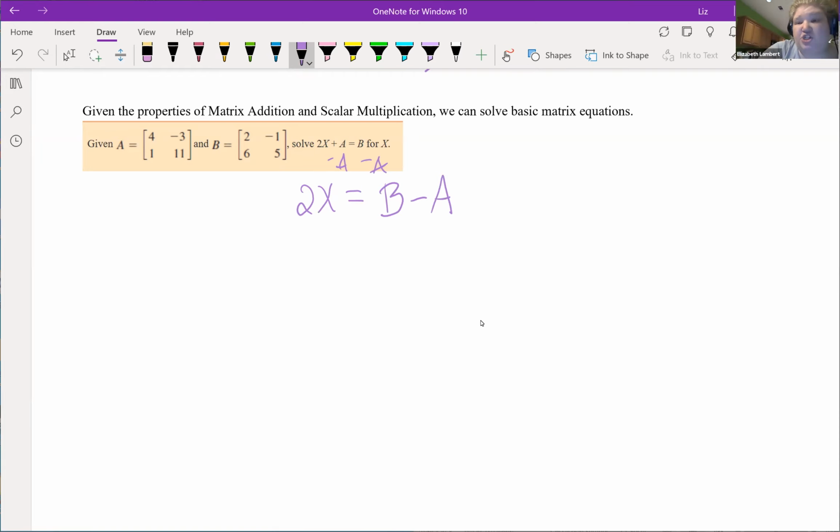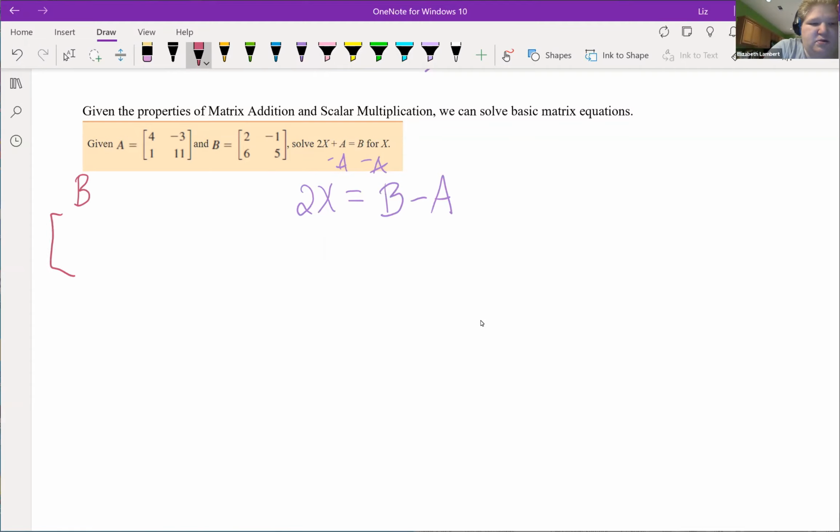Then to figure out just what X is, this is doubled. So I have to divide all the entries by 2 in order to get what X is. I'm going to figure out B minus A first, and then we'll do the divide by 2 steps. So let's take that to the side.